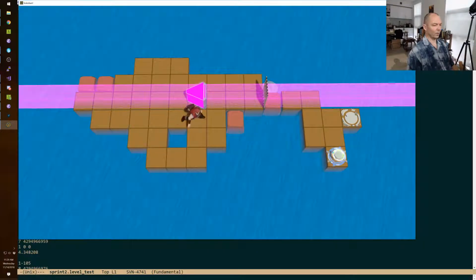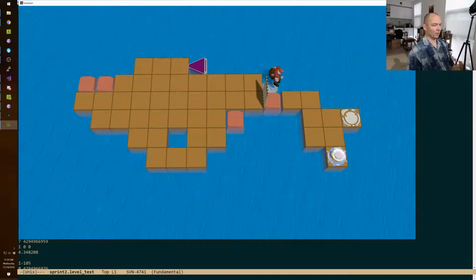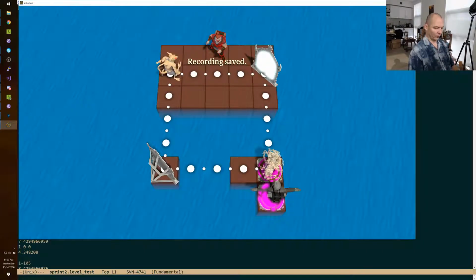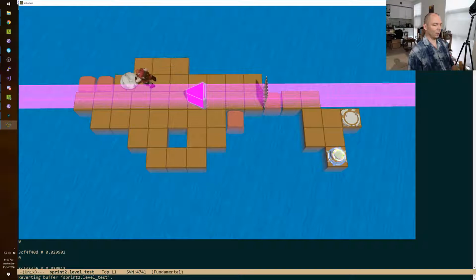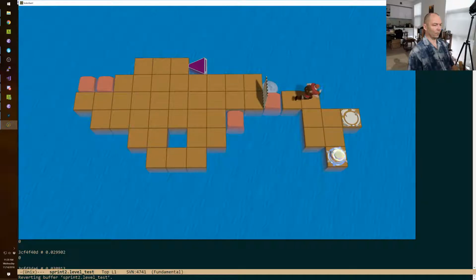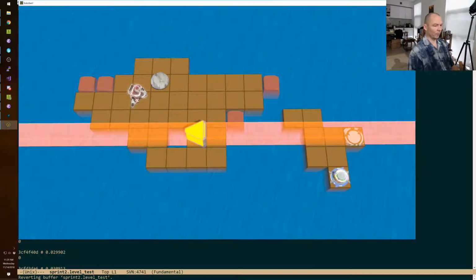Whoa. All right. That was much easier than my earlier flailing recording anyway. All right, so now we're testing. Okay. Sprint 1, this one's harder. This is the one where you need to block it with the stone or whatever. How do I solve this? Yeah.